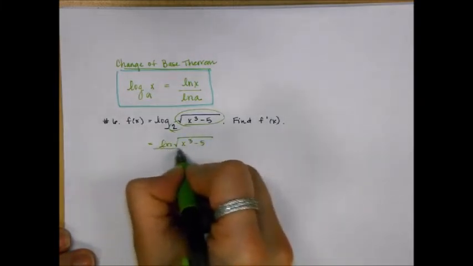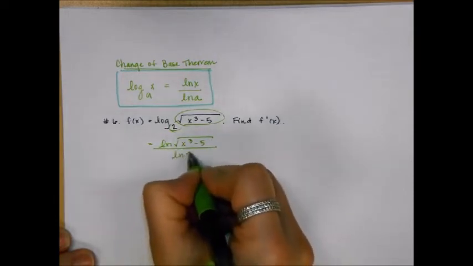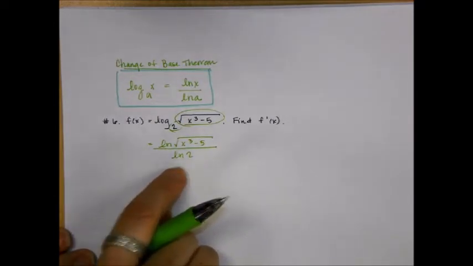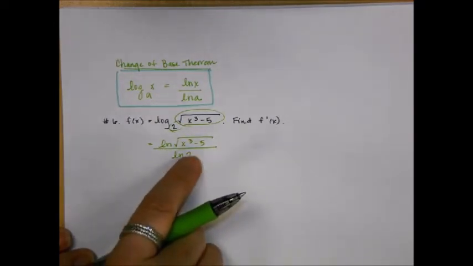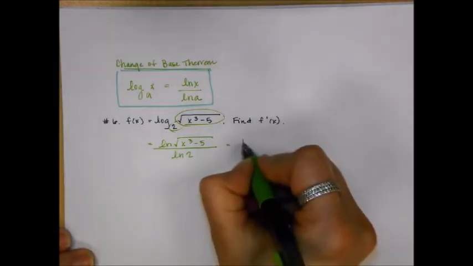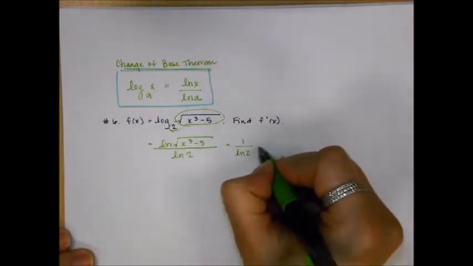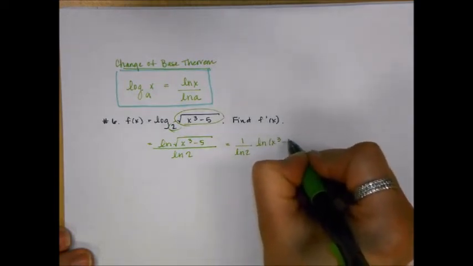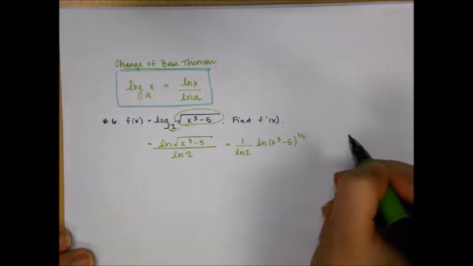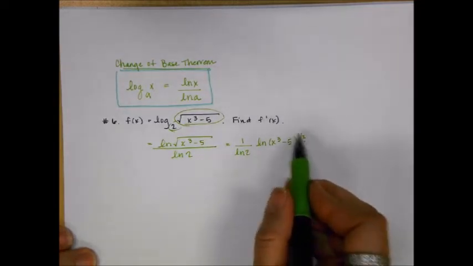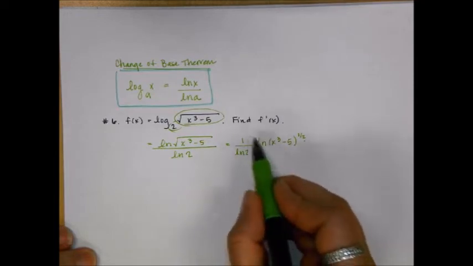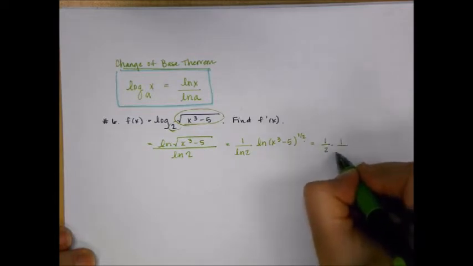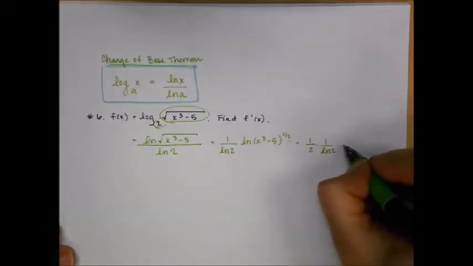So f of x becomes the natural log of root x cubed minus 5 divided by the natural log of 2. Now, the natural log of 2 is just a coefficient because it's just a number. So we're going to pull that out to the front, 1 over natural log 2. We're left with times the natural log of, let's write this as x cubed minus 5 to the power 1/2. And with my log properties, I'll bring that 1/2 power in front with my 1 over natural log 2. So 1/2, 1 over natural log 2, and I'm left with the natural log of x cubed minus 5.